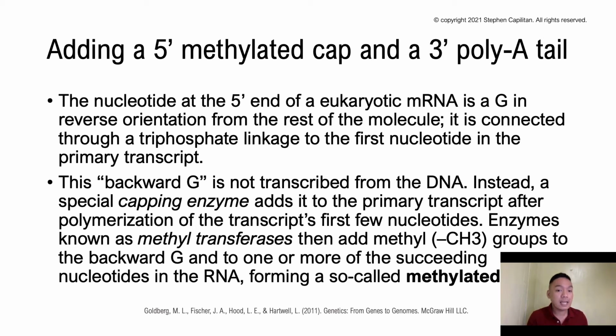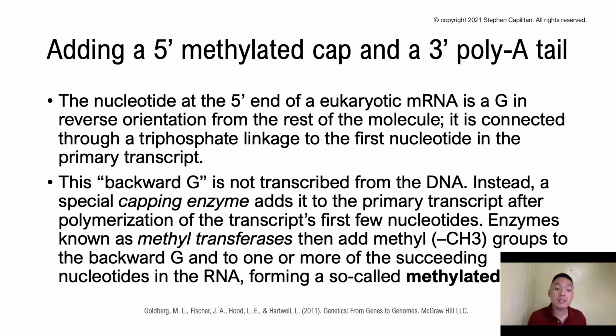So the nucleotide at the 5' end of a eukaryotic mRNA is a G in reverse orientation from the rest of the molecule, and it is connected through a triphosphate linkage to the first nucleotide in the primary transcript. So this backward G is not transcribed from the DNA. Instead, there is a specialized capping enzyme that adds it to the primary transcript after the polymerization of the first few nucleotides.